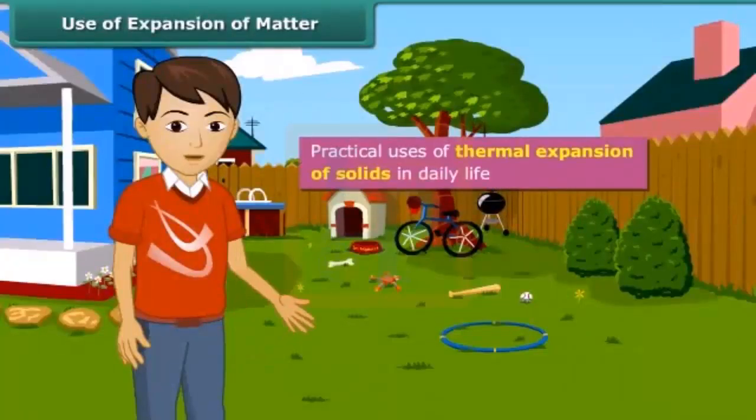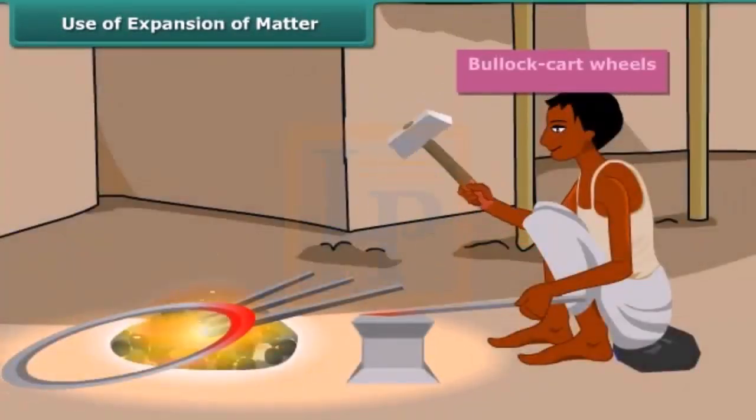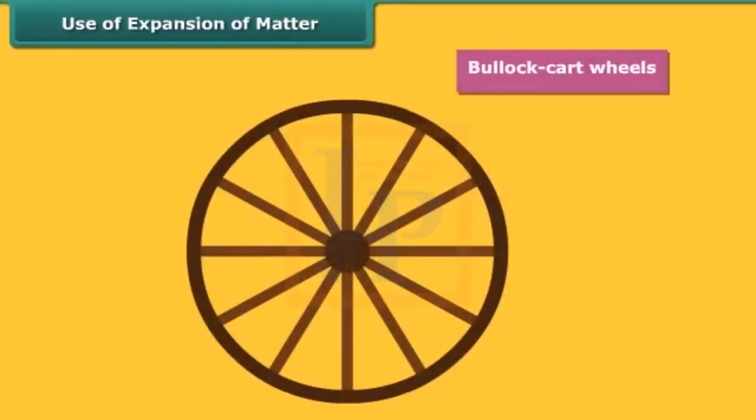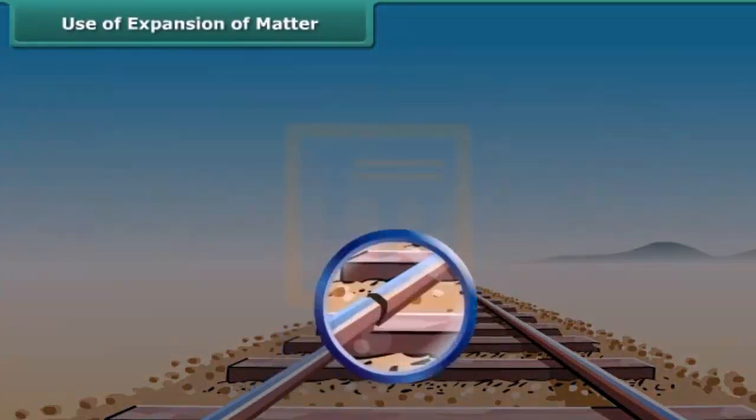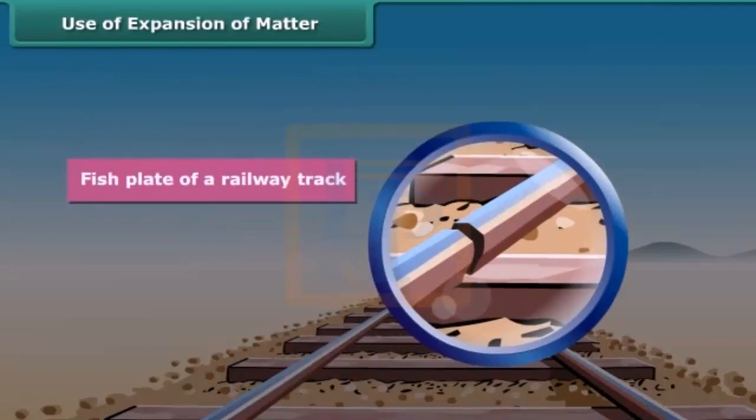Let us look at some practical uses of thermal expansion of solids in daily life. The iron rim is fitted in bullock cart wooden wheels by heating. When the metal cools, it holds the segments of the wooden wheel firmly. A small gap is left between the rails of a railway track, where the two rails are joined with the help of a fish plate. The gap is left to allow space for the expansion of rails in summer.